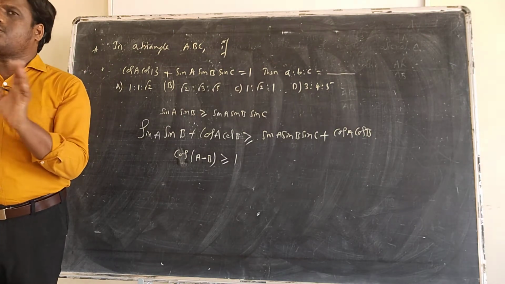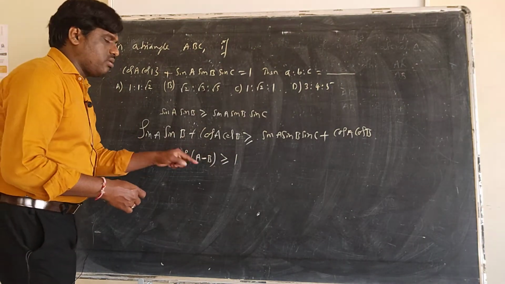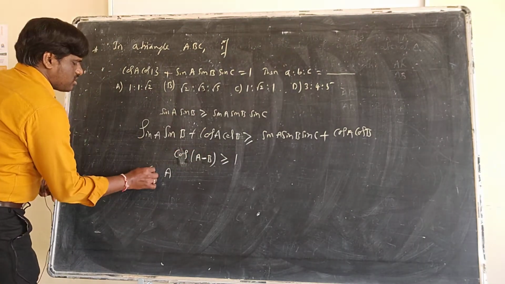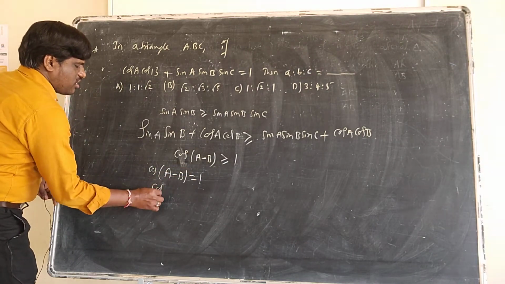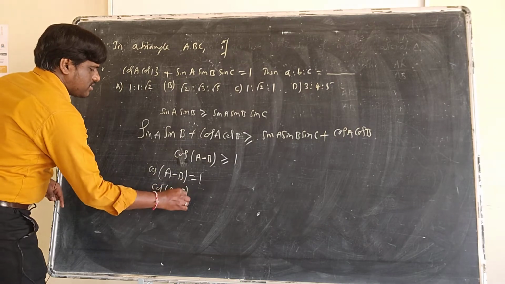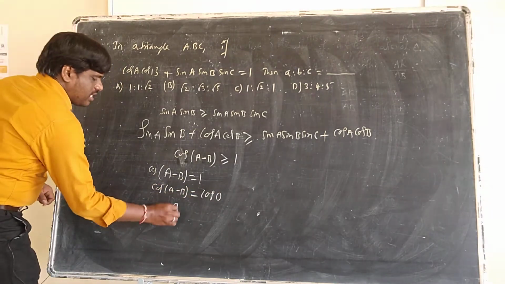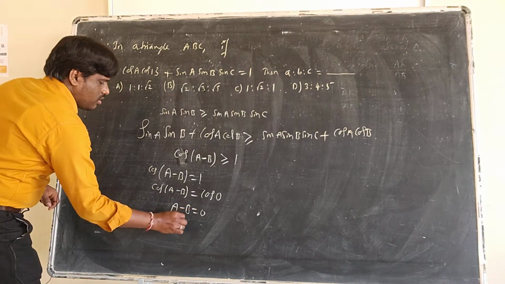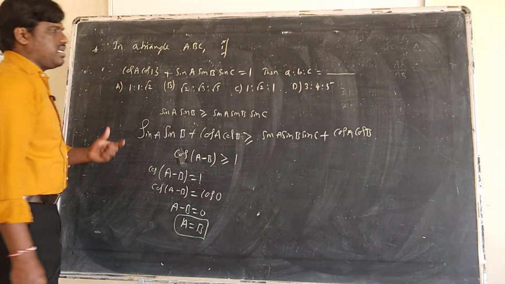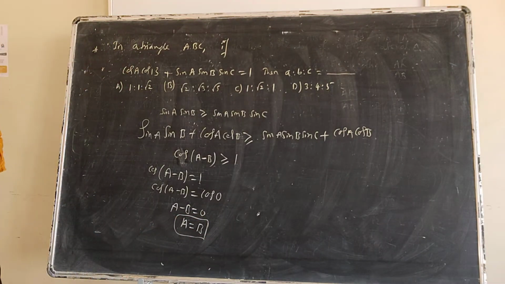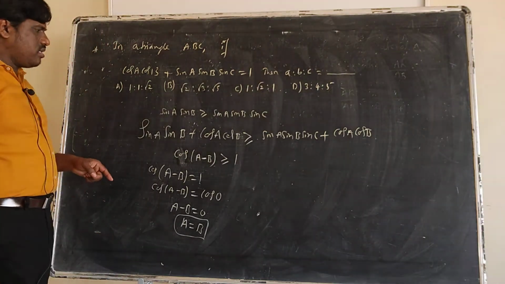Cos range will be 1 to minus 1. So this will hold if cos of A minus B is equal to 1. Cos of A minus B is 1 when the angle is 0, since cos 0 is 1. So A minus B is equal to 0, so A is equal to B. So you got angle A equal to B here. Is this angle A equal to B given?